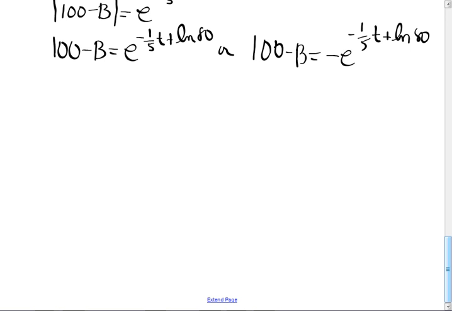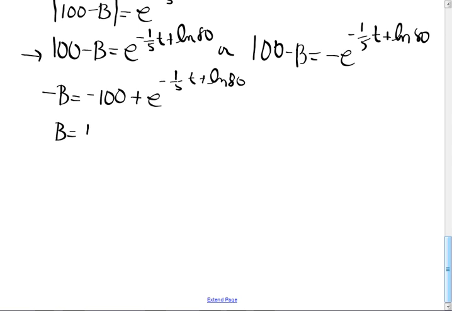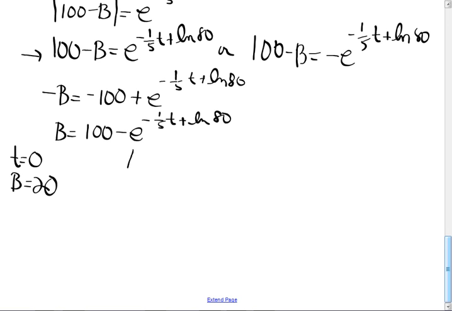Okay. Subtract. This is the one that's going to work. Minus b equals negative 100 plus e to the negative 1/5 t plus the log of 80. So b equals 100 minus this. And you want to see when t is equal to 0, is b actually equal to 20? Yes, it is, because we're subtracting that. Try out the other one. You'll see it won't work.